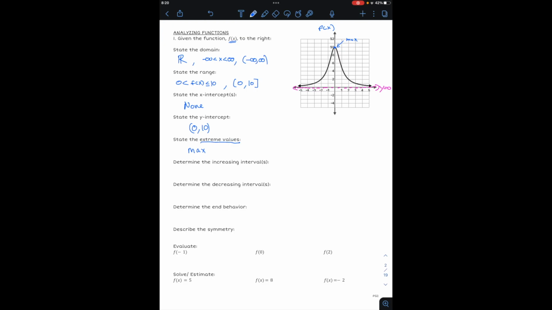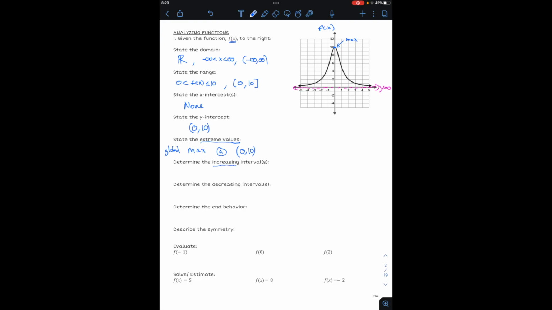It is an absolute max or a global max at (0, 10). And we do not have a minimum value because we keep approaching 0, but we never actually get there. And there's nothing else that would be an extreme value.